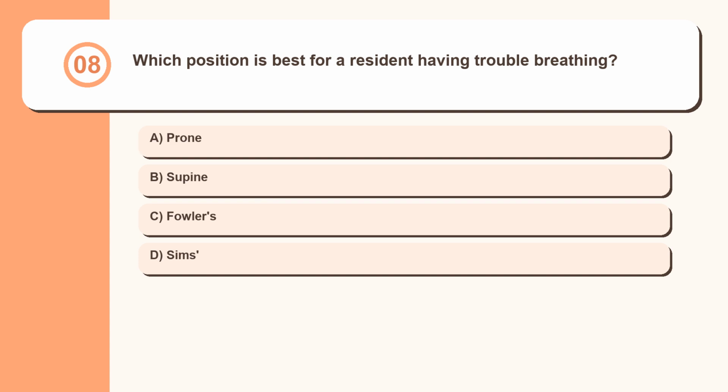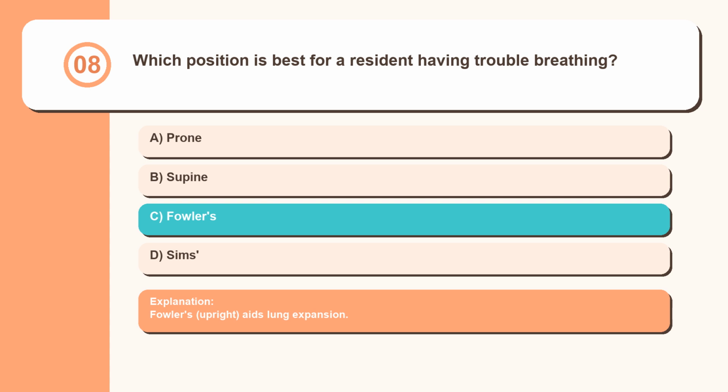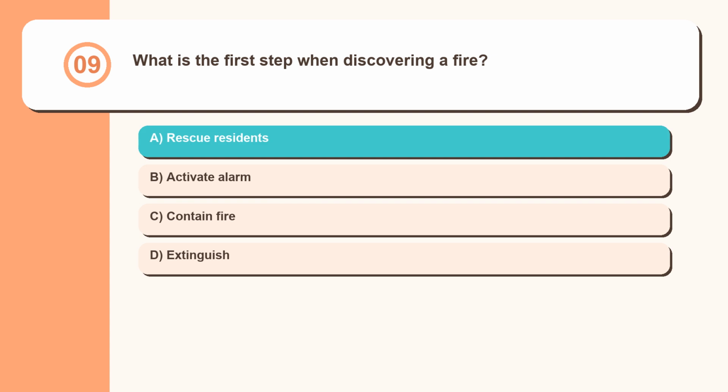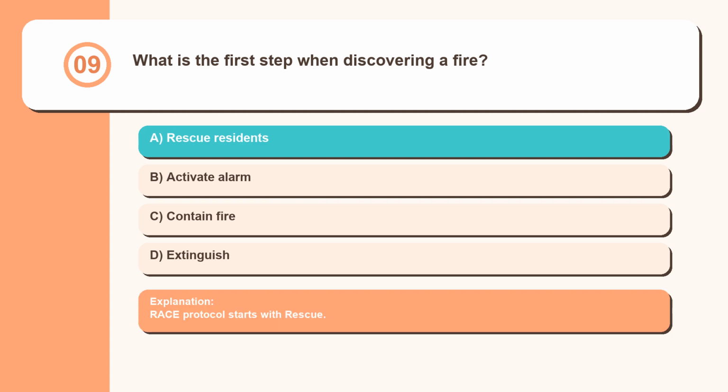Question 8. Which position is best for a resident having trouble breathing? Prone, supine, Fowler's, Sims. Fowler's, upright aids lung expansion. Question 9. What is the first step when discovering a fire? Rescue residents. Activate alarm. Contain fire. Extinguish. RACE protocol starts with rescue.